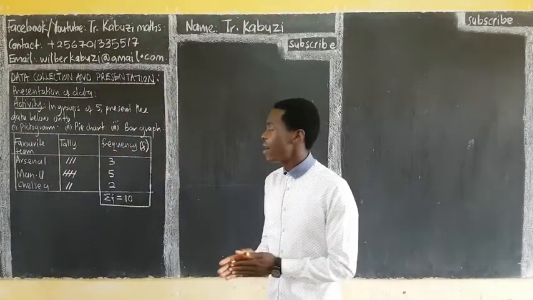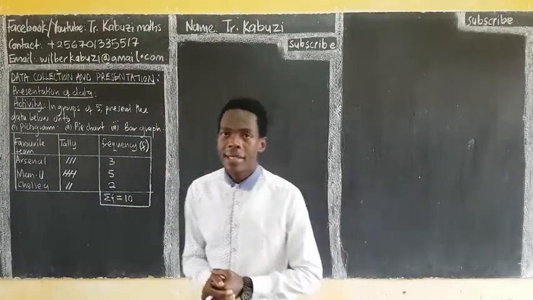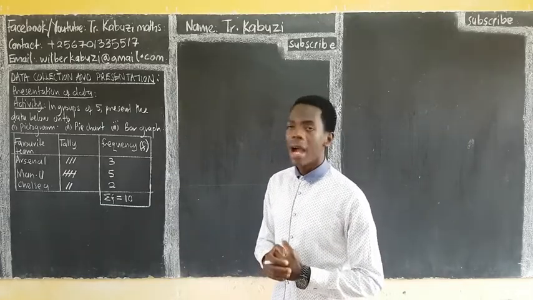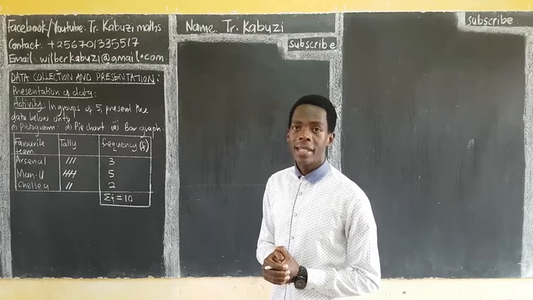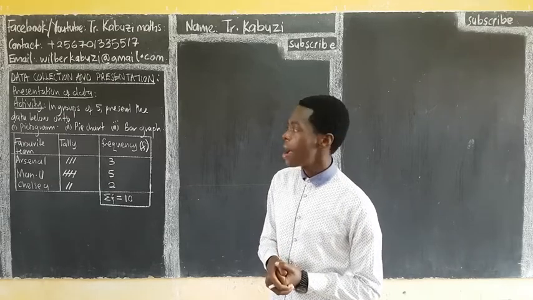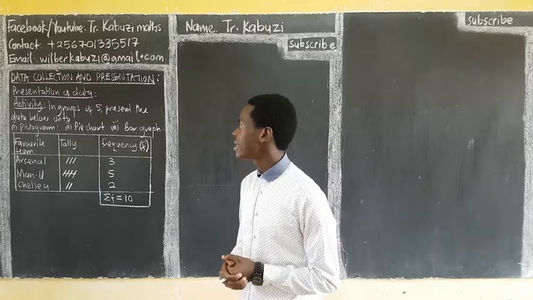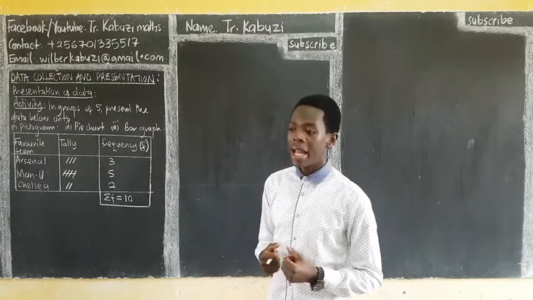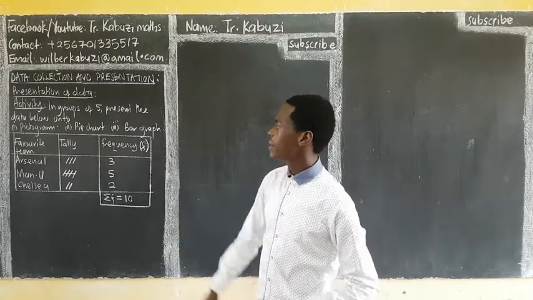Since we've seen how to collect data and how to represent it in a table, in this lesson we are going to focus on how to represent data on a pictogram. It can be a pie chart, then a bar graph. Then more will be given on a line graph too. So we are going to focus on this.